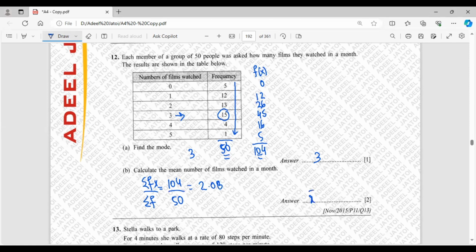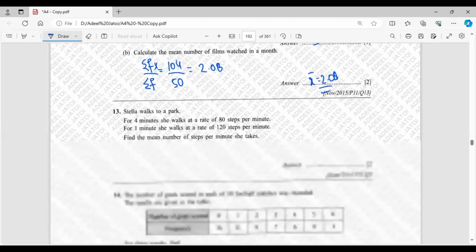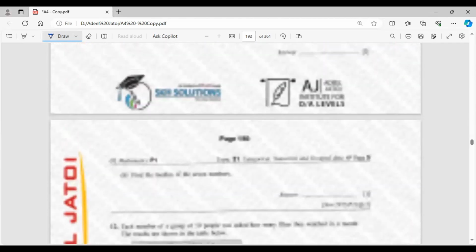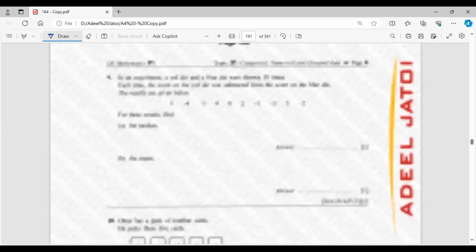So the mean is basically 2.08. So this is how you're going to work with ungrouped data. Now let's work upon another example question. Here we go.